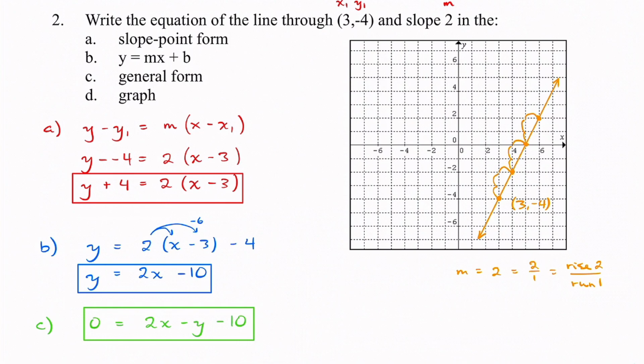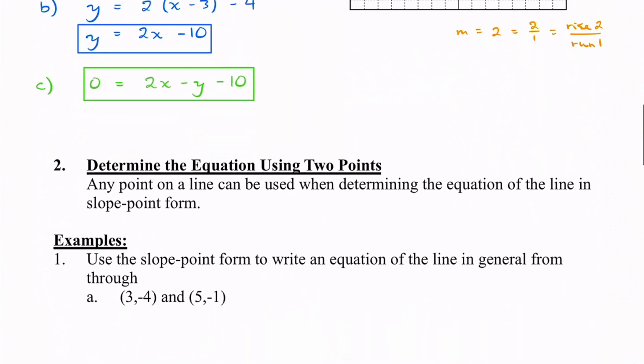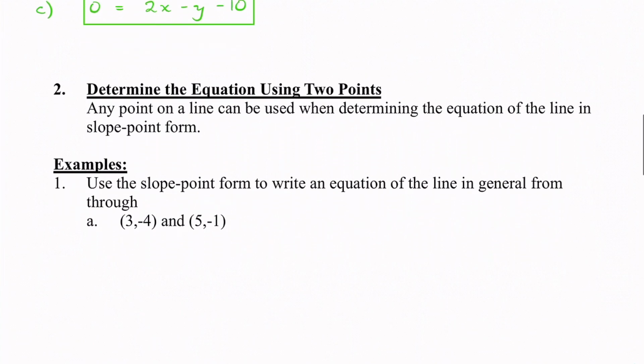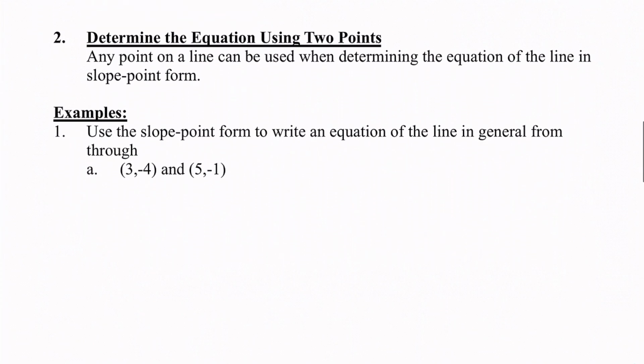We're going to move to our next thing, which is going to be to determine the equation using 2 points. So you're going to be given 2 points, and then we're going to come up with the equation. So it says any point on a line can be used when determining the equation of the line in slope point form, just as long as they give you 2 points.